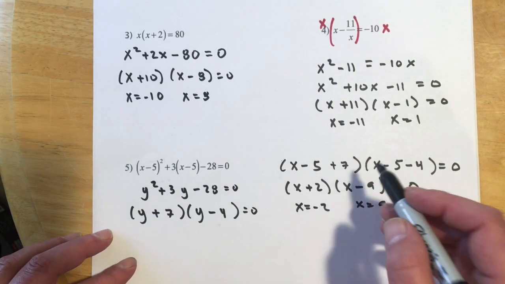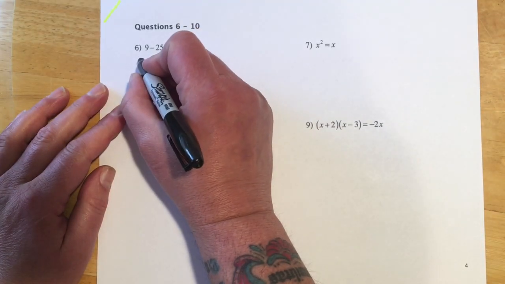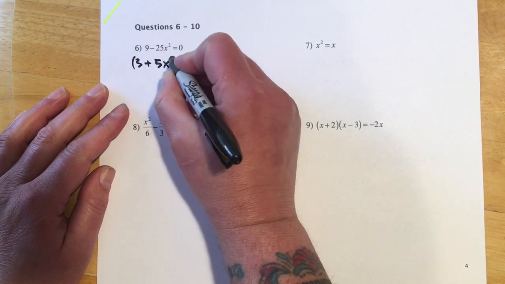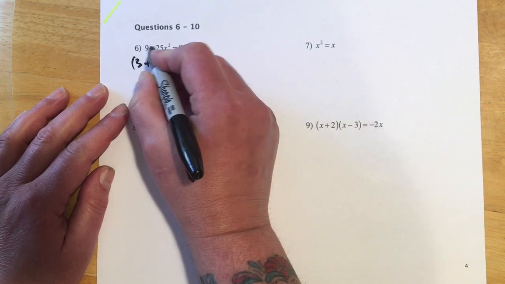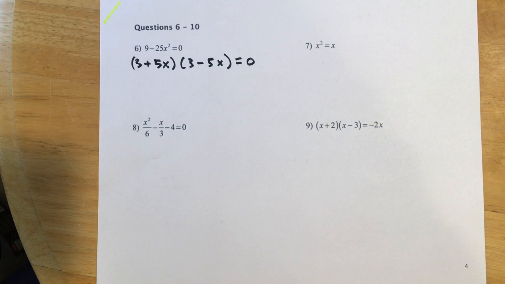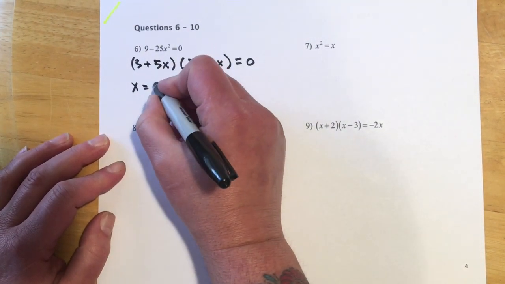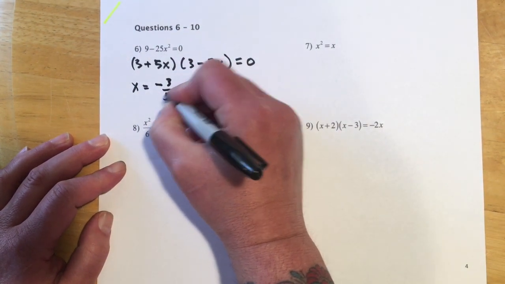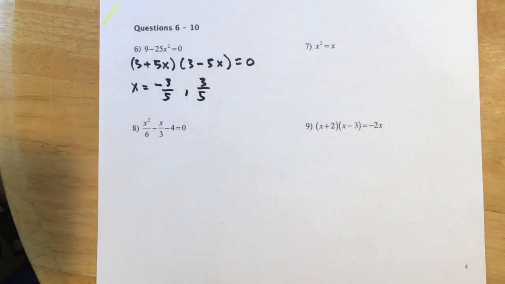But if you can see this, it's a much easier way to do it in class. So this is going to go 3 plus 5x and 3 minus 5x, because that's our a squared minus b squared, so it comes out a plus b, a minus b. And then setting each of these to 0 and solving, you'll get x equals negative 3/5 on this one, and then positive 3/5 on that one.